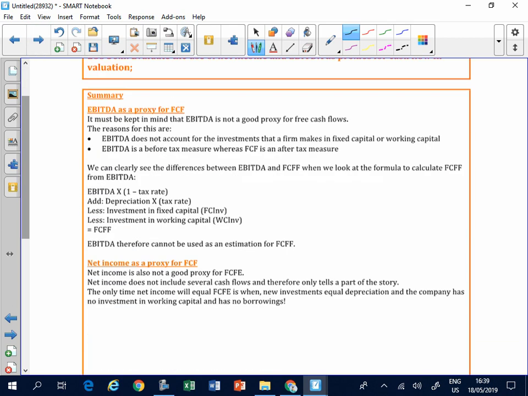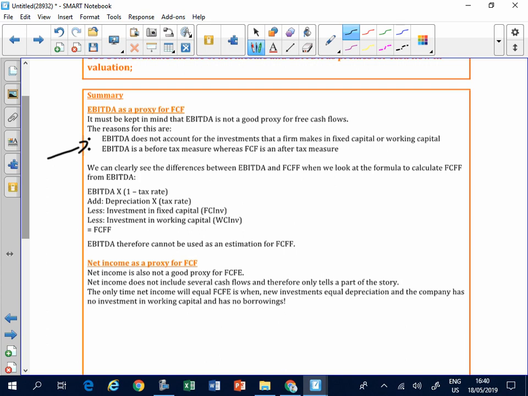Now EBITDA. Must be careful. EBITDA is a really poor measure of cash. It doesn't take into account investment in fixed capital and so on. But how do you determine free cash flow to the firm from EBITDA? This is where a lot of people get a little bit confused. You're going to say EBITDA times 1 minus the tax rate, so exactly the same as with EBIT. You're going to add depreciation times the tax rate, minus the investment in fixed capital, minus the investment in working capital, and that will give you FCFF.